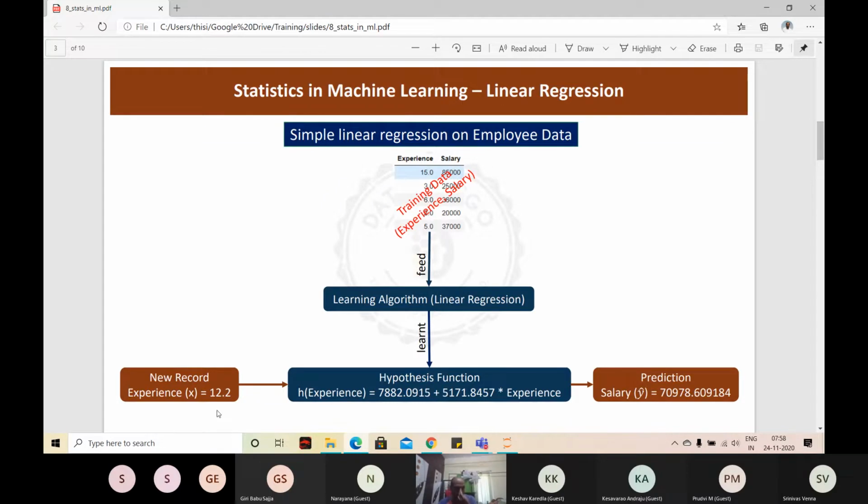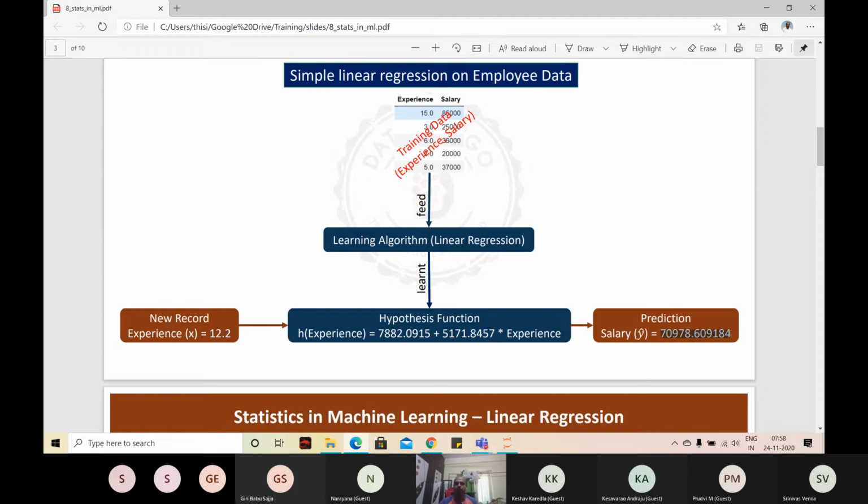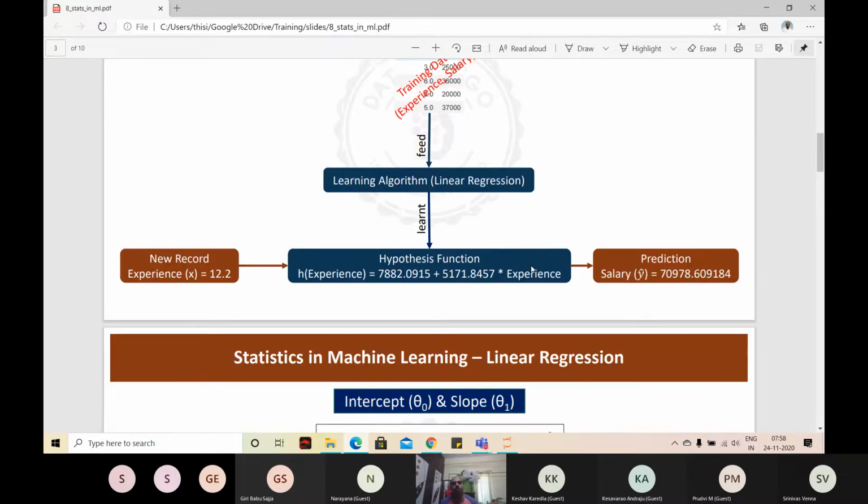So when you pass a new record with 12.2 years of experience, the model is predicting now like a human being. We are trying to simulate human being's behavior on the computer. Will we be completely successful? May not be. So that's where, even when systems become intelligent, there should be a human being making the final decision. It is like a calculator. It will give you some calculations automatically done, and we should look at it as a human being and make a decision.